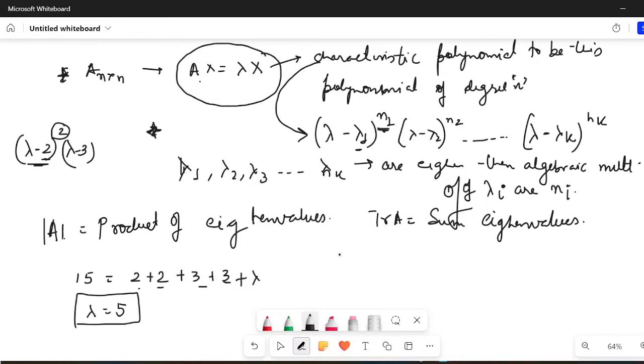Now we have to find the determinant. Determinant is the product of eigenvalues. The product of eigenvalues will be 5 into 2 square into 3 square. What is 2 square? 4. 4 into 5 is 20. 20 into 9 is 180. So the answer should be 180. I hope it is clear.